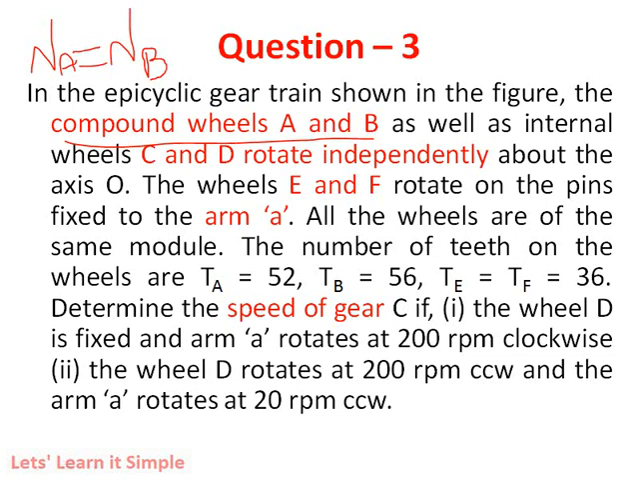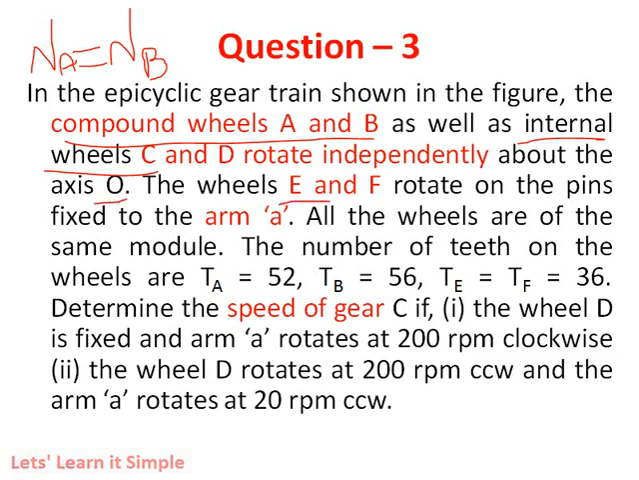Now we have internal gears. So this word is new in this video series. Internal wheels or internal gears C and D. Now the direction of rotation of internal wheels will be the same as that of the mating wheel, which we'll discuss when we solve the problem. Keep in mind. So C and D rotate independently, but it is an internal gear about the common axis O.